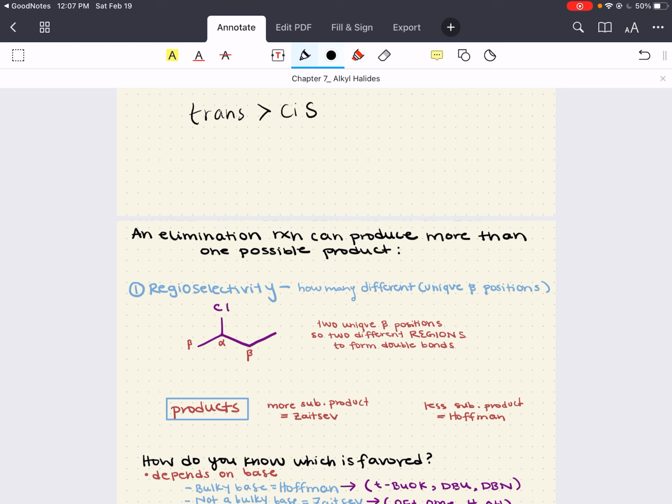Having two big groups in a trans configuration maximizes the distance away from each other. That's really going to help in lowering the energy of your product because of less steric effect. So trans is more stable than cis, and usually the trans product is preferred over the cis. The trans is more preferred than the cis.